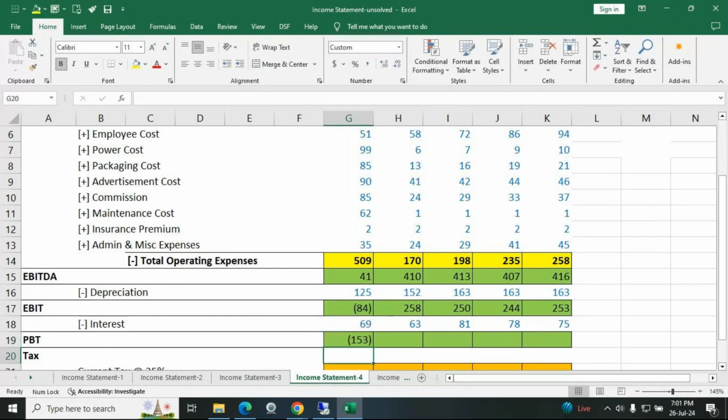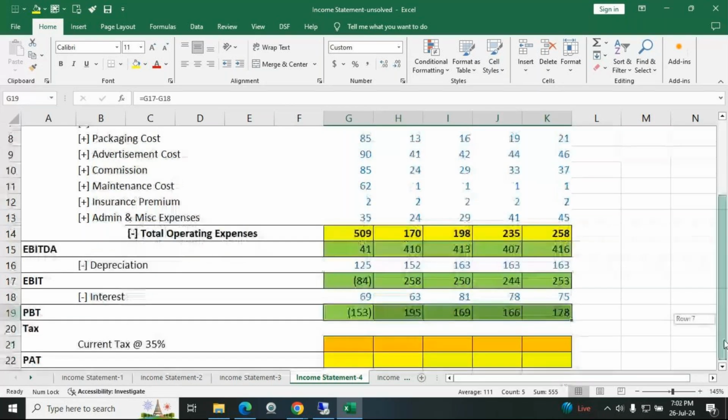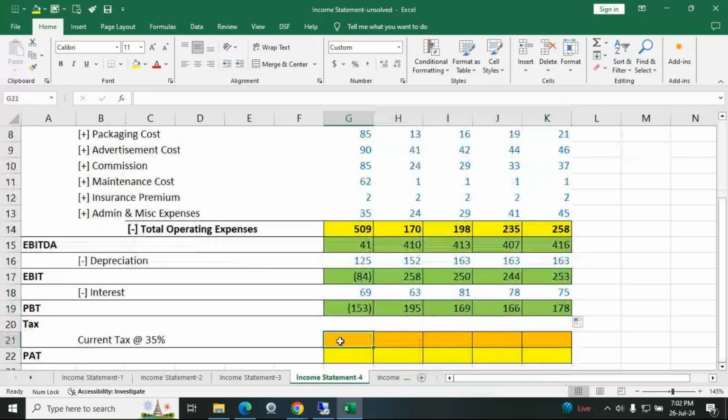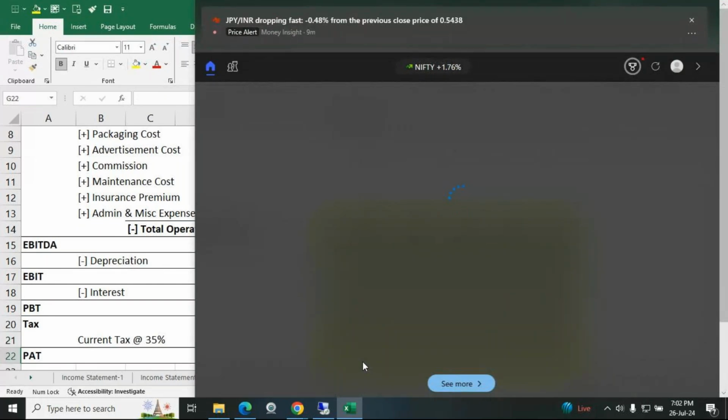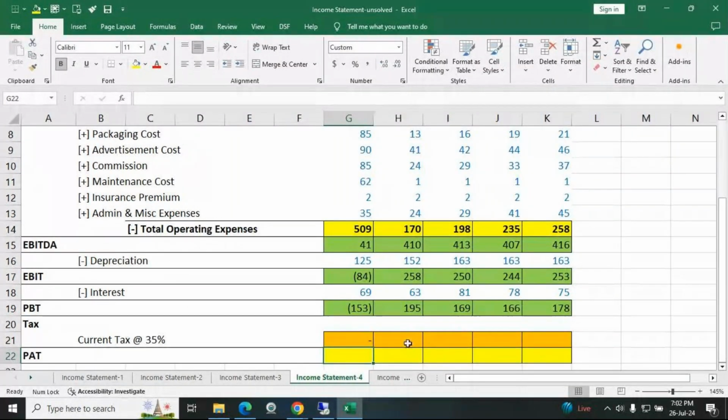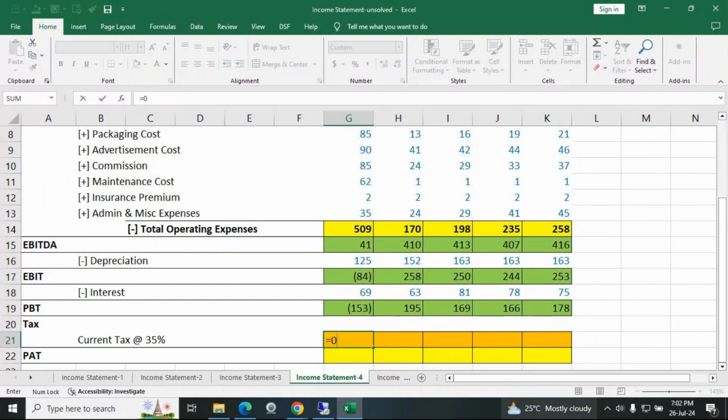So first year it will be a loss. Then tax: it is a loss, which means I cannot apply tax on it, so I'll keep it 0. Here what I did is I just kept it 0, because the first year it is a loss. So equals previous.